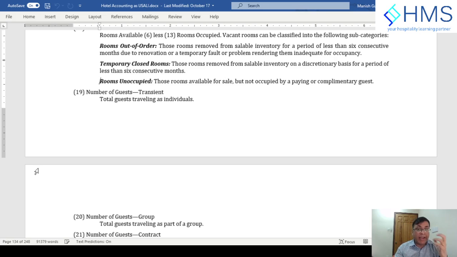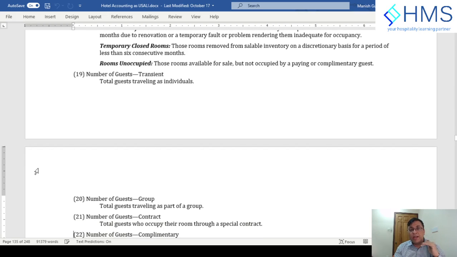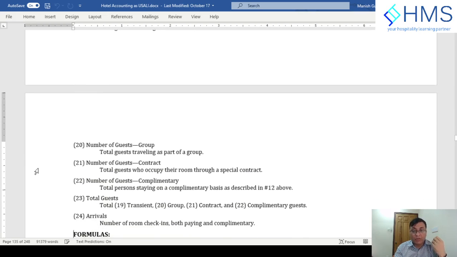Now, as the number of the rooms are specified into different types of categories, in a similar way, the number of guests are also considered. So number of guests transient, number of guests groups, number of guests contract, number of guests staying on a complementary basis. The definition will remain the same as the room night. The only thing is here we will be counting the total number of guests, and the guest will normally be counting the adults. Kids usually are not counted as a guest because they stay complimentary.